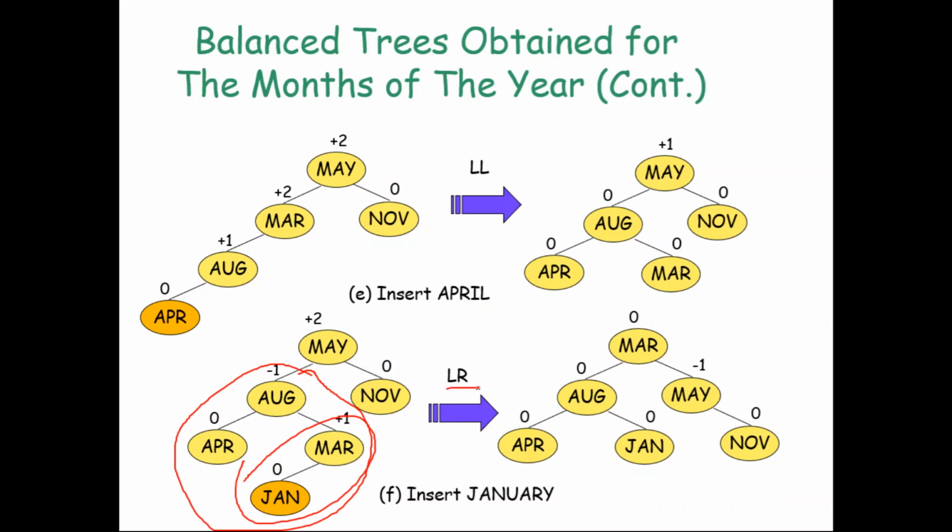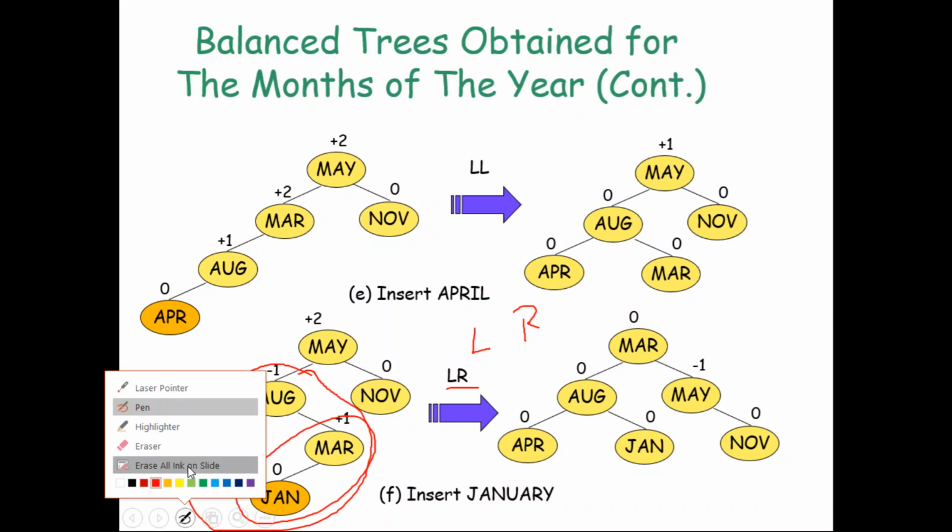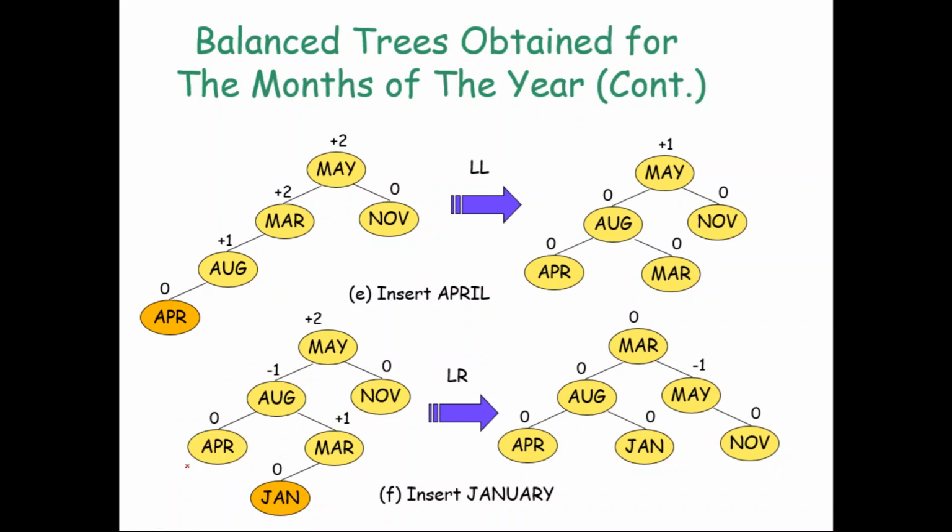If it is LR, you have to perform two rotations. One is the left rotation, the other one is the right rotation. First you have to perform the left rotation. Where should it be performed? It should be performed at the place where the direction is changing. First, you have to look for Jan, where it is added and where the imbalance is.